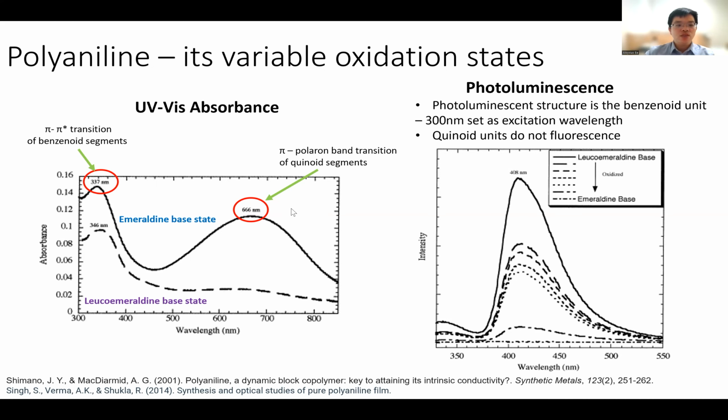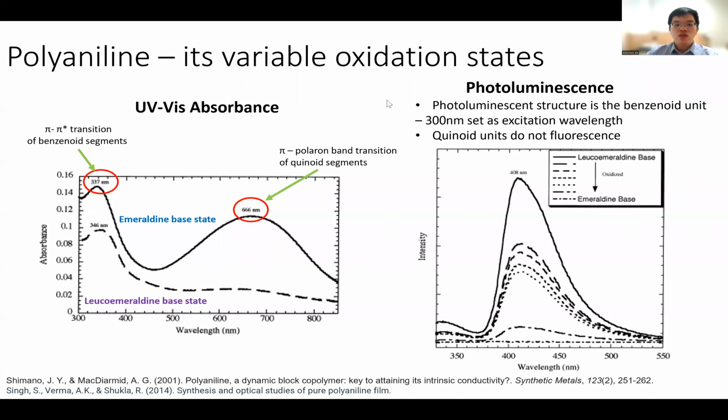The loss of the absorbance peak at 666 nanometers for the leucoemeraldine base state is expected due to the loss of the quinoid structure. Here, it is important to note that the valence and conduction bands are formed by the pi and pi star orbitals respectively. Thus, the pi to pi star transition of the benzenoid segments tells us the band gap of the material.